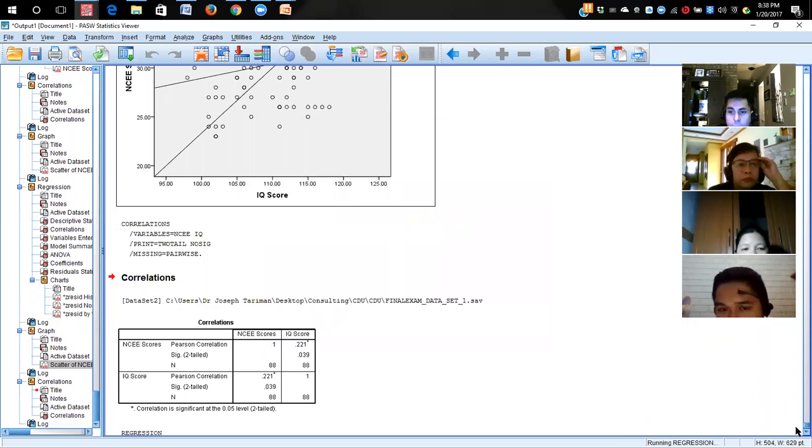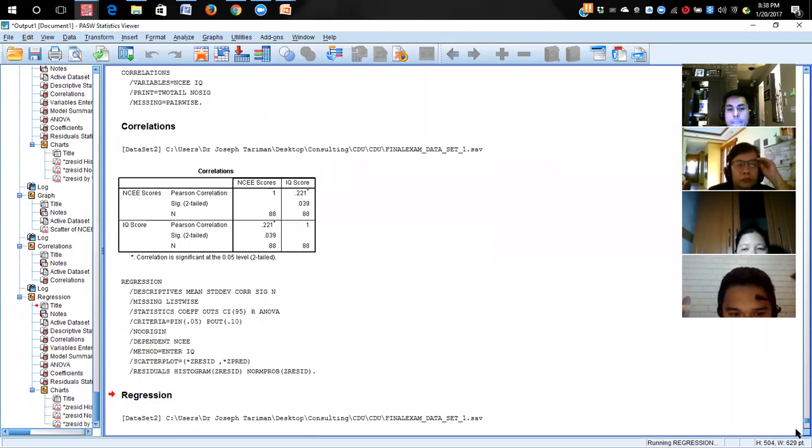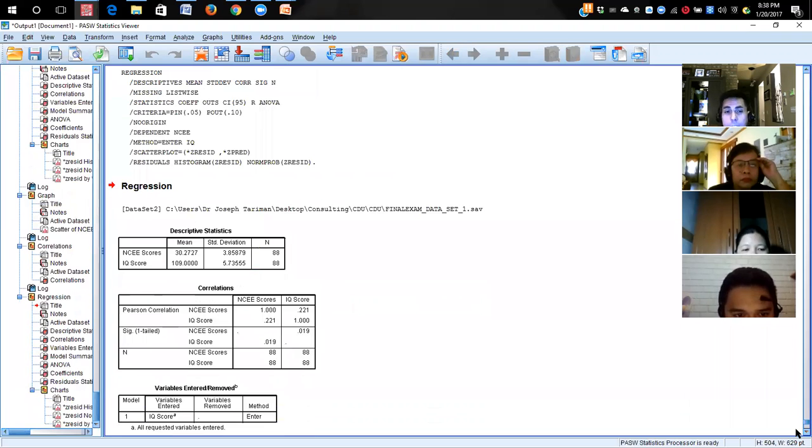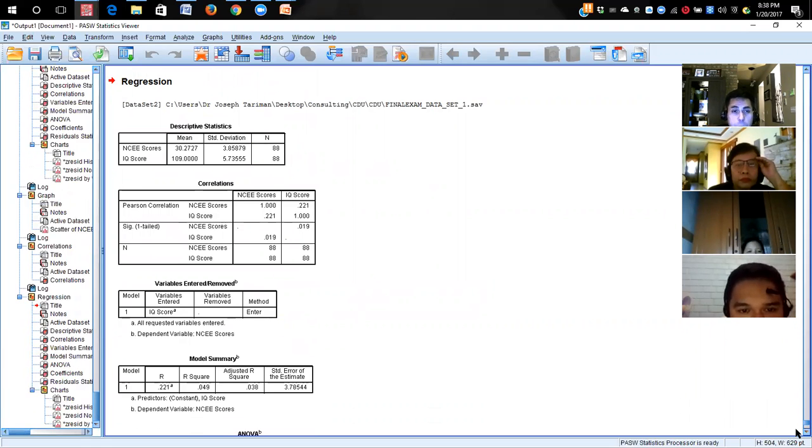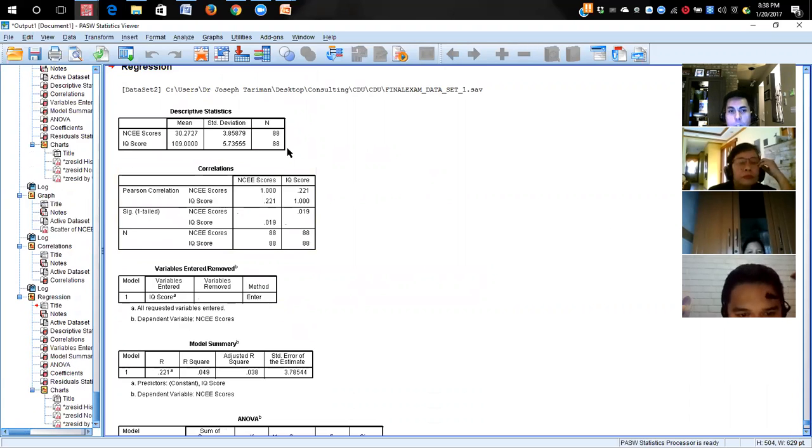And this is what we're getting. So now this is the meat of the lecture, the regression. This is our simple regression. First we check our descriptive statistics, and we look at the mean score of our NCE, which is 30 with a standard deviation of 3.8. Our IQ score, and remember I simulated this, so this is fictitious, okay? But I modeled this to really demonstrate regression and the maximum likelihood estimation.